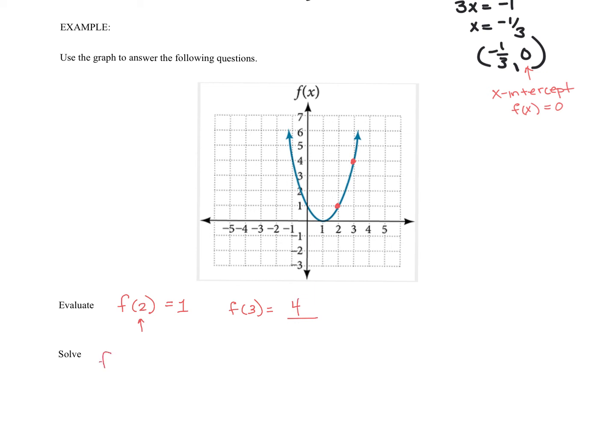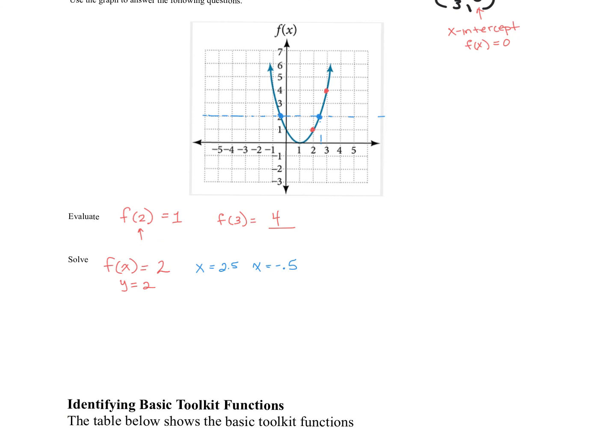We can also go the other way. If I wanted to solve an equation, f of x is equal to, say, 2, what I'm saying is when is y equal to 2? And you can see, if I draw my little line here, there are actually 2 places where y is equal to 2, and we'll just assume here that it's 2.5 and negative 0.5. So when we're doing this, we're saying what is the x value that gives us a y value of 2.